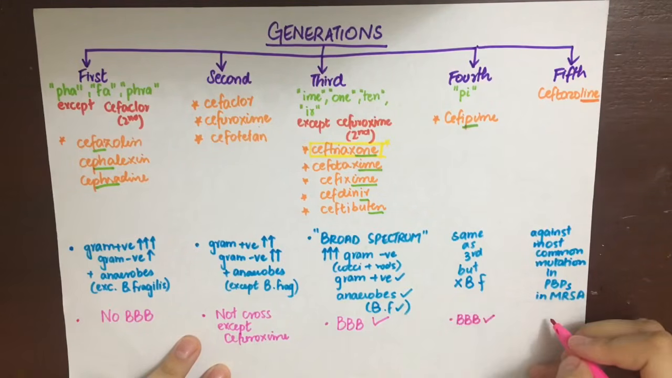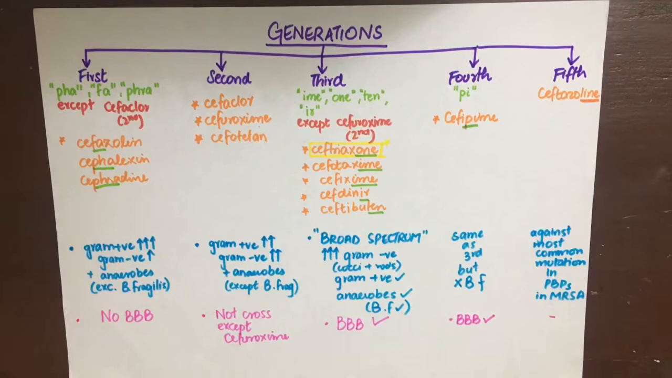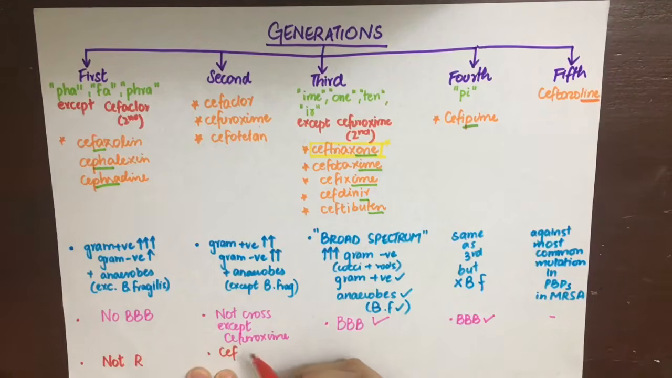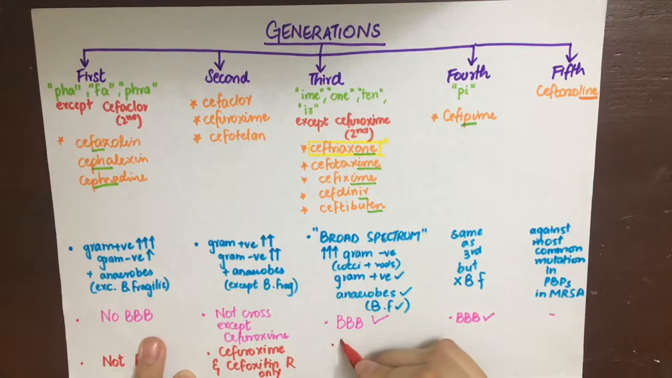Among the first generation, cefazolin has a long half-life and can be used for surgical prophylaxis. The first generation are not resistant to beta-lactamases produced by bacteria. Among the second ones, as I said, cefuroxime will cross the blood-brain barrier, so it can be used in meningitis, and resistance shown to beta-lactamases is only by cefuroxime and cefoxitin. The third generation cephalosporins can be used to treat severe gram-negative infections, and most of them are resistant to beta-lactamases except cefoperazone. The fourth and fifth generation cephalosporins are also resistant to beta-lactamases.